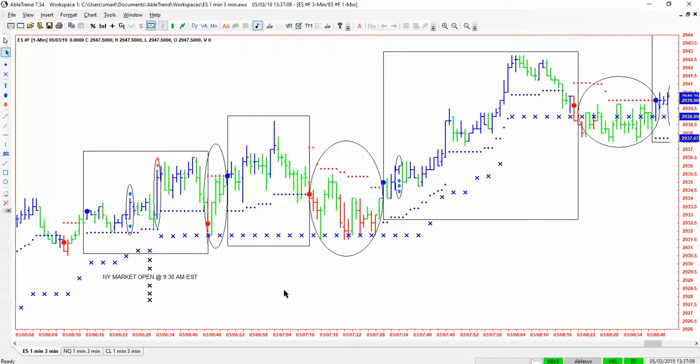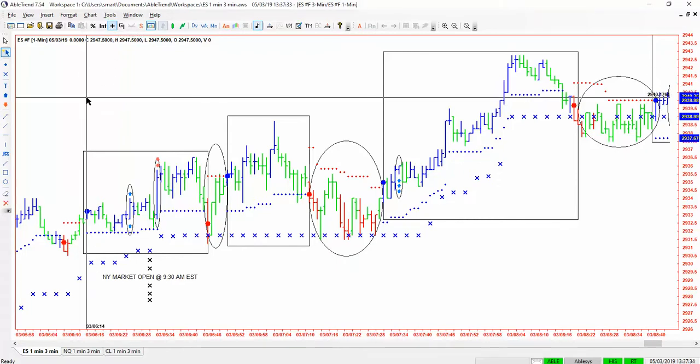Now, as I go along, the boxes that you see here are trade opportunities that I marked. The ovals or the ellipses that you see are the no trade zones. You don't trade, and I'll get into that in a second. Okay, this one here, here's New York market open. Let's take a look here.